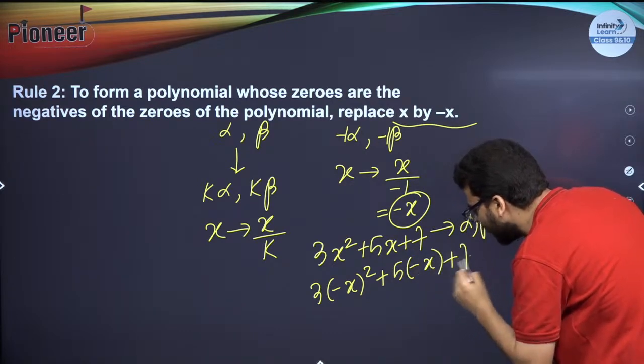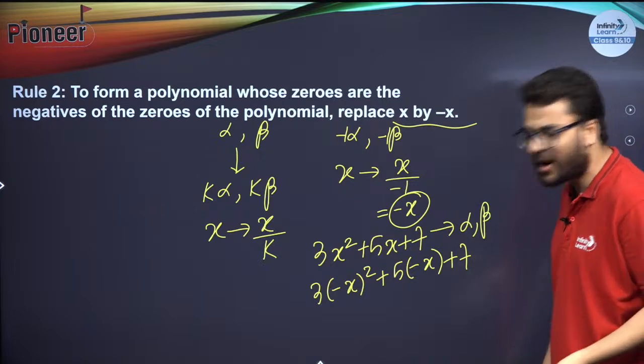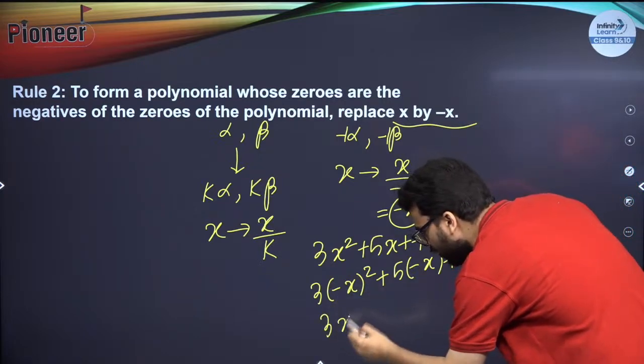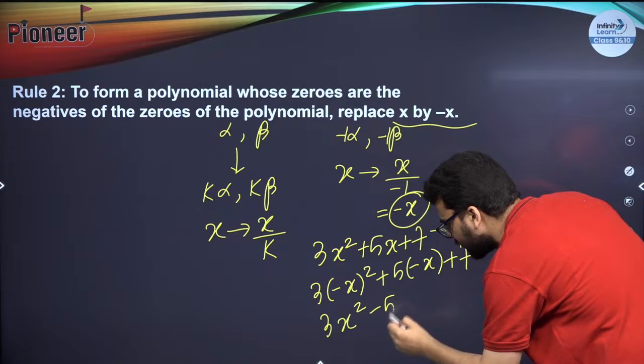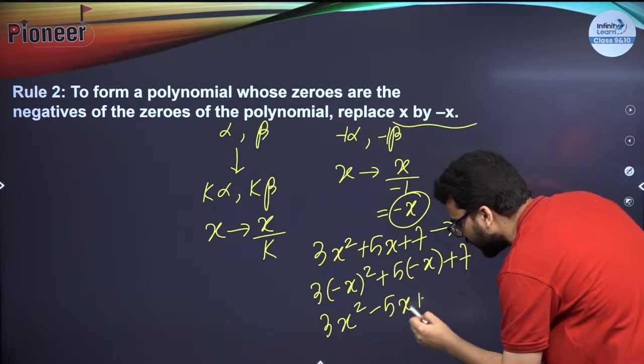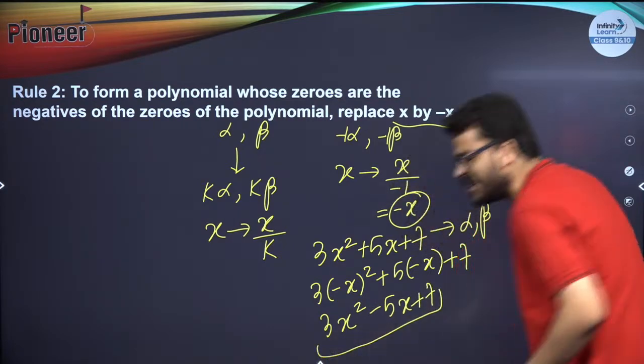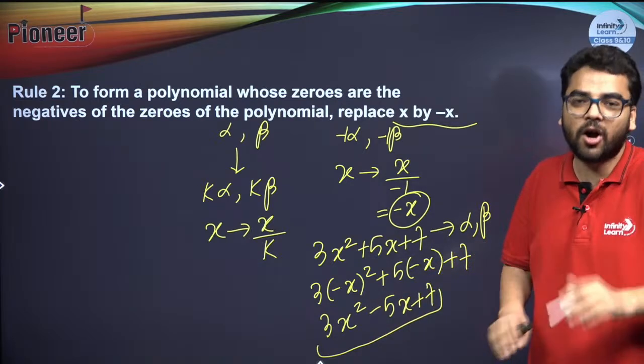And obviously then I have to work according to the options. You got that logic or not? I have to work according to the options in that case. So minus 5x plus 7 over here. This is just one polynomial. Now you got that logic or not?